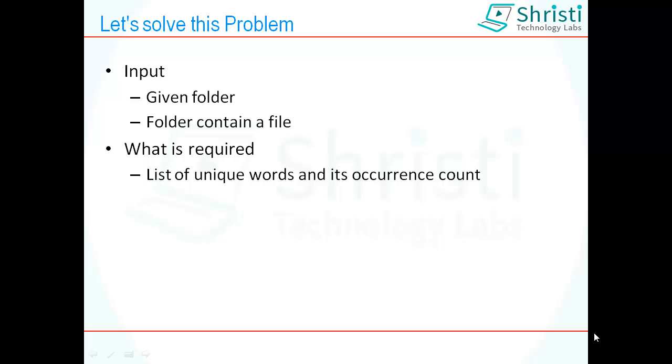You have a folder. There is a file there. Maybe the file size is 10 MB or 10 KB or whatever it is. It's a novel or some kind of document. Your goal is to find out the unique words and how many times each appeared in that document. That's the goal. It's a very simple problem. Anybody want to take a shot at how you would solve it?